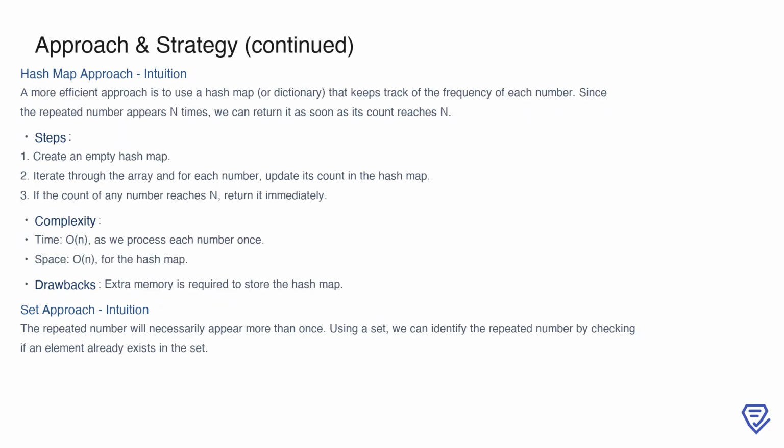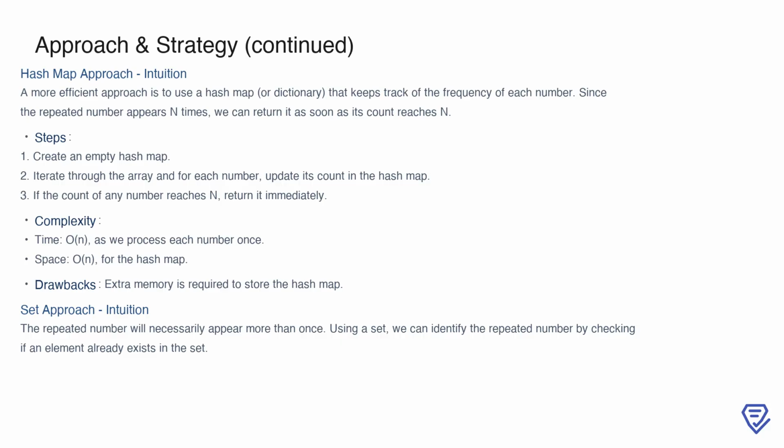A more efficient method is the hash map approach. This involves using a hash map or dictionary to track the frequency of each number as we iterate through the array. Since the repeated number appears n times, we can stop as soon as one number's count reaches n and return it immediately. The steps are straightforward.